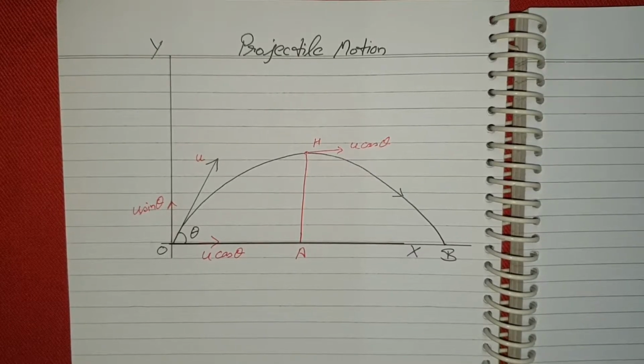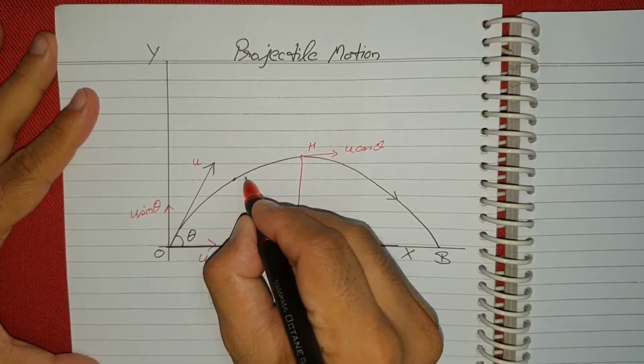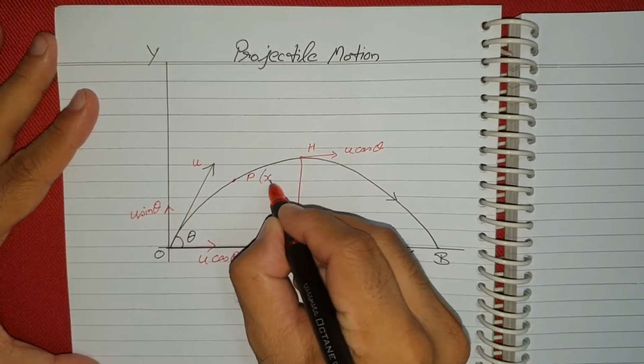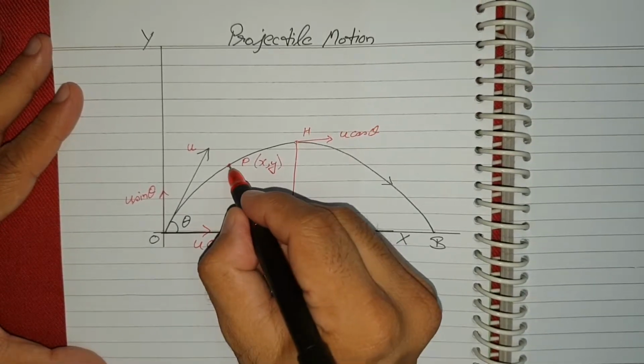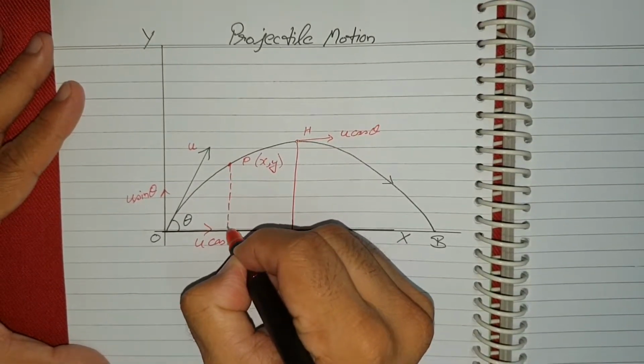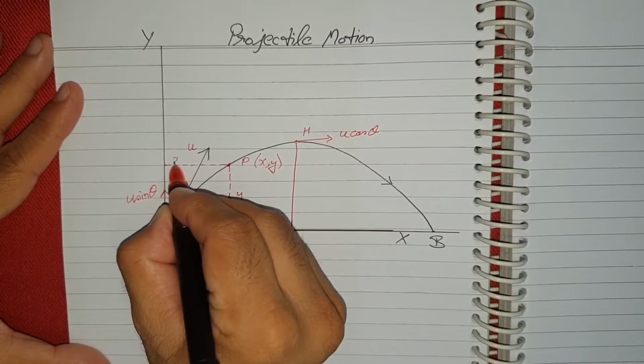Now we can also consider a point P on this line. Let its coordinates be x comma y. It's obvious that this line is y and this distance is x.